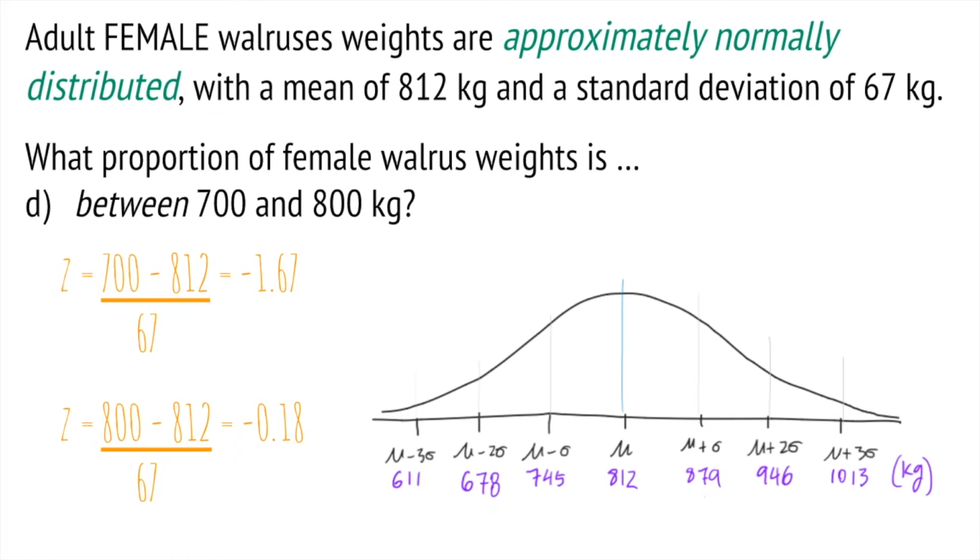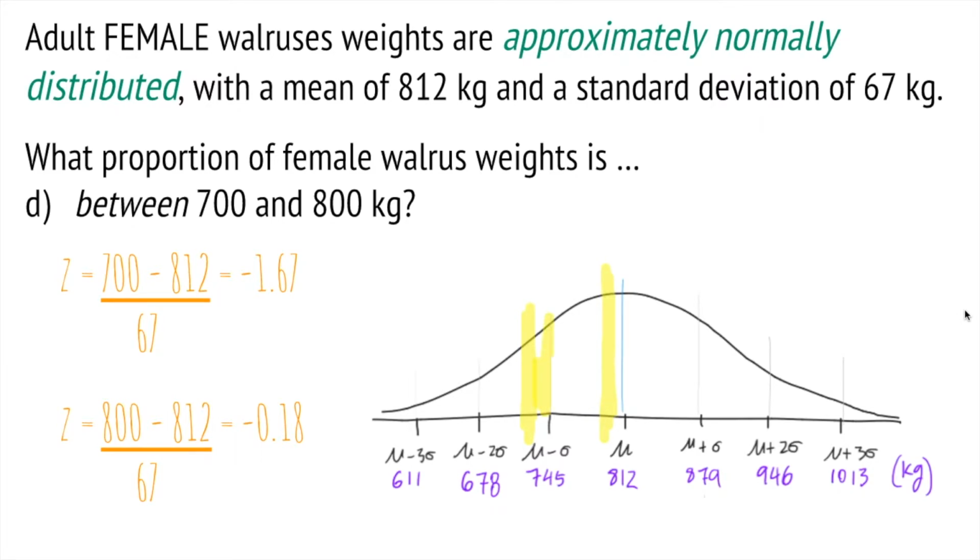Okay, so this is a quick video to show you how to use your z-table to find a proportion between two numbers. So this one is: what proportion of female walrus weights is between 700 and 800 kilograms? So as always, I'm going to start with shading my graph. So 700 is about here, and then 800 is about here.